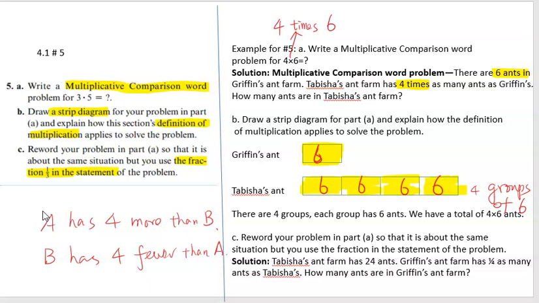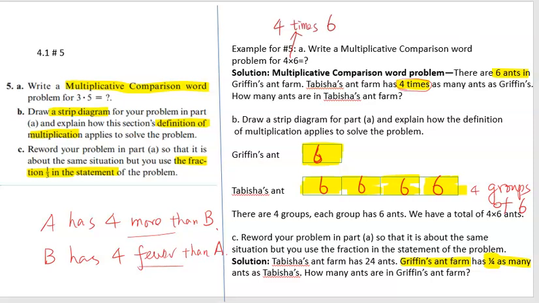So in this case, 4 times, what's the other version, similar to more than and fewer than? So if Tabisha has 4 times as many ants as Griffin's, when we reverse it, Griffin's ant farm has only 1/4 as many as Tabisha's, because just like if I have double what you have, then you have half of what I have. So if I have 4 times what you have, then you have a quarter of what I have.